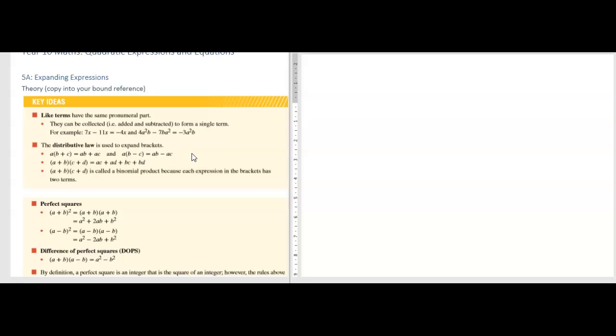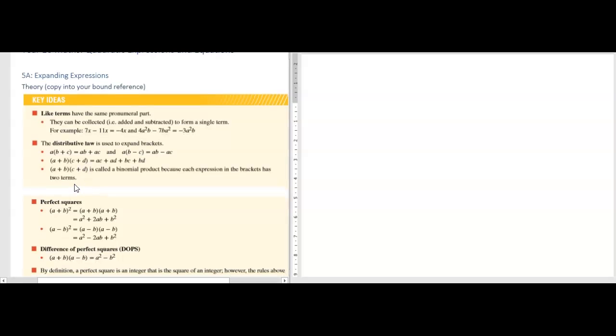All right, the second point, the distributive law. How do we expand? Basically everything inside the brackets gets multiplied by whatever is outside the brackets. The second dot point, every term within the bracket multiplies every term in the other bracket. And basically the third point is what we call a binomial. So if we've got two terms multiplied by two terms, it's called a binomial.